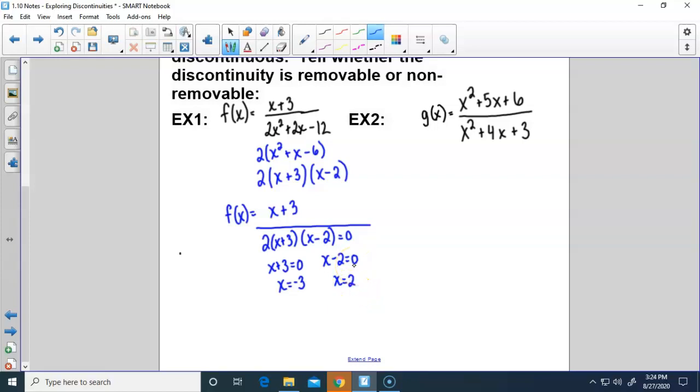However, we also need to be able to describe what type of discontinuity we have at those points. So whenever we're dealing with rational equations, that means fractional equations, if we have something that will cancel out, like the x plus 3 and the x plus 3 here, since that binomial cancels out, that tells us that we're going to have a hole in the graph at that point. So whenever we can cancel, that's a hole in the graph. So a hole is going to be here at x equals negative 3. And remember, those are called removable discontinuities.